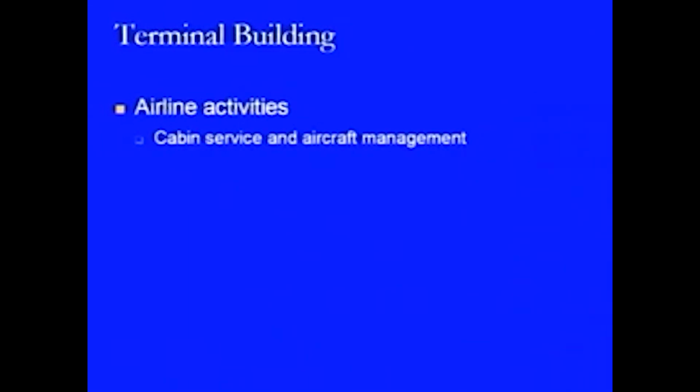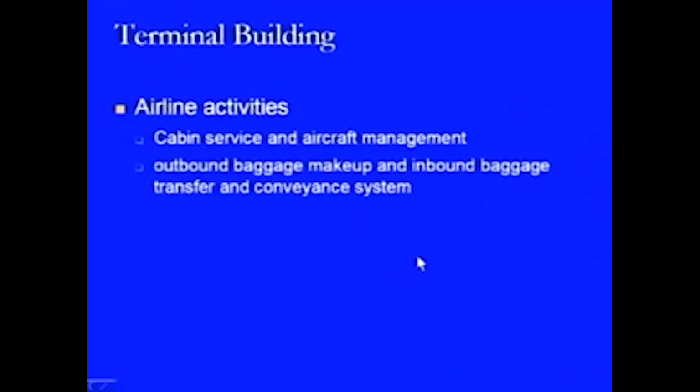If it is related to any airline, then we need to provide space for cabin service and aircraft management. Then there is an outbound baggage makeup and inbound baggage transfer and conveyor system. That is, whatever baggage is to be taken with the flight is placed at one location, and then they make big containers, the baggage is placed in the containers and goes towards the flight. Whereas, if it is coming with the flight, then it will come to the transfer point, and from that transfer point it will be taken to the conveyance system by which it reaches the passengers who are waiting in the waiting area for the baggage.